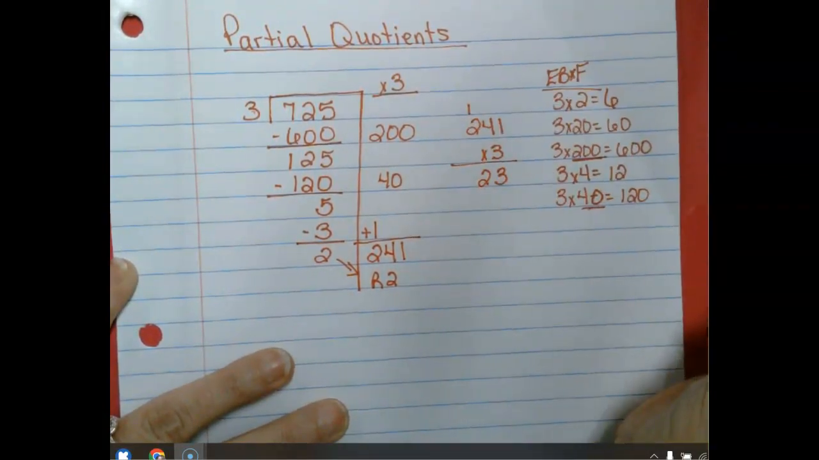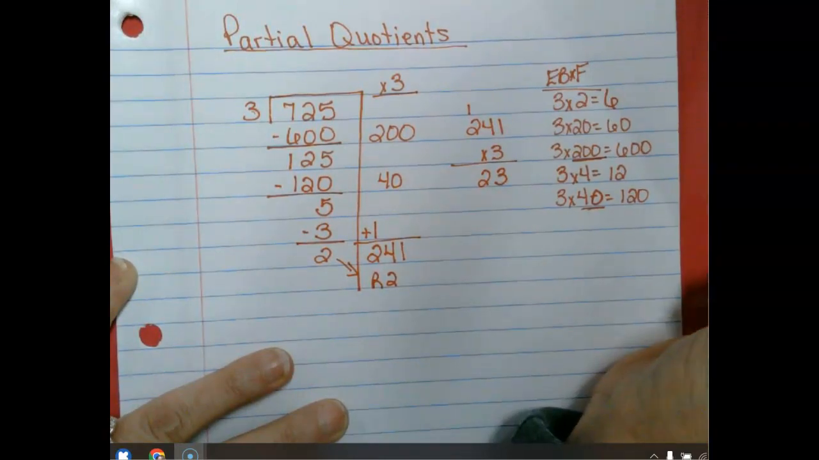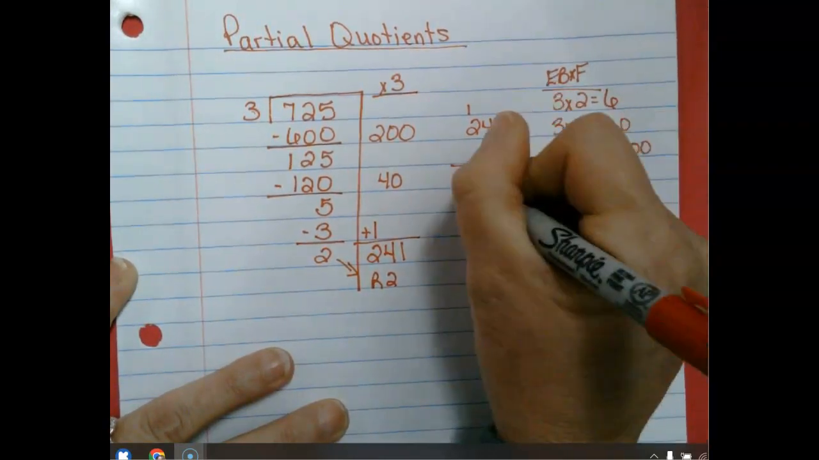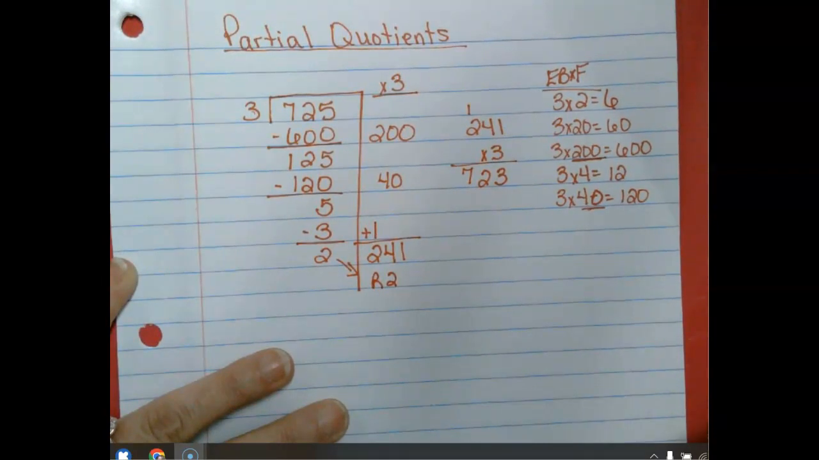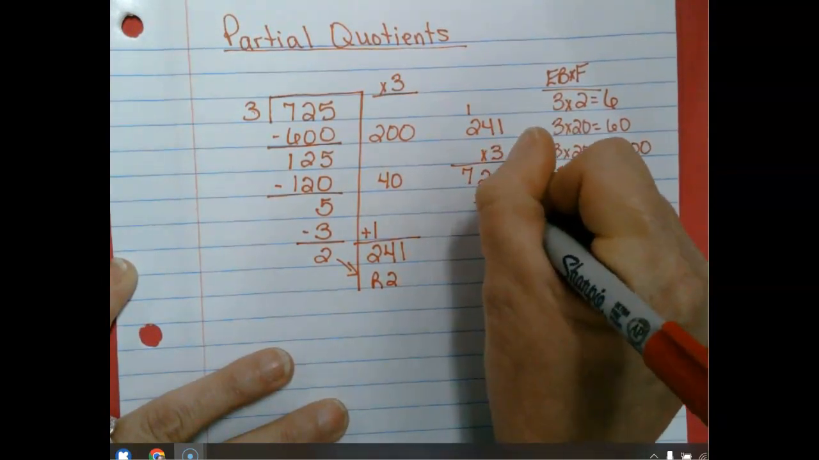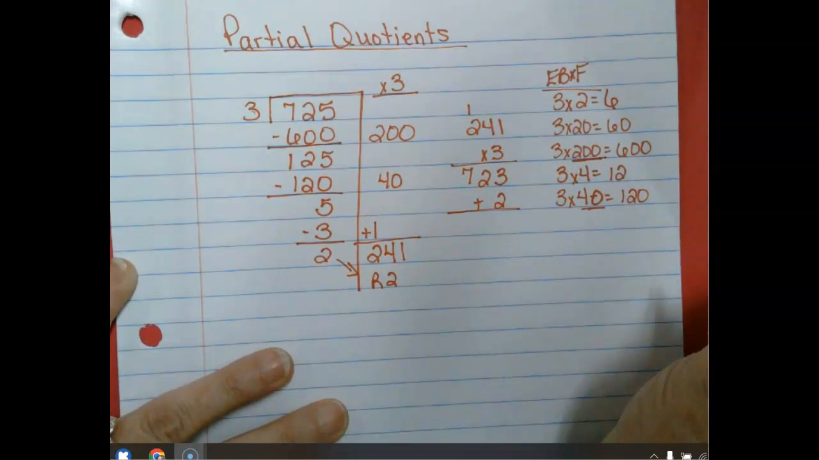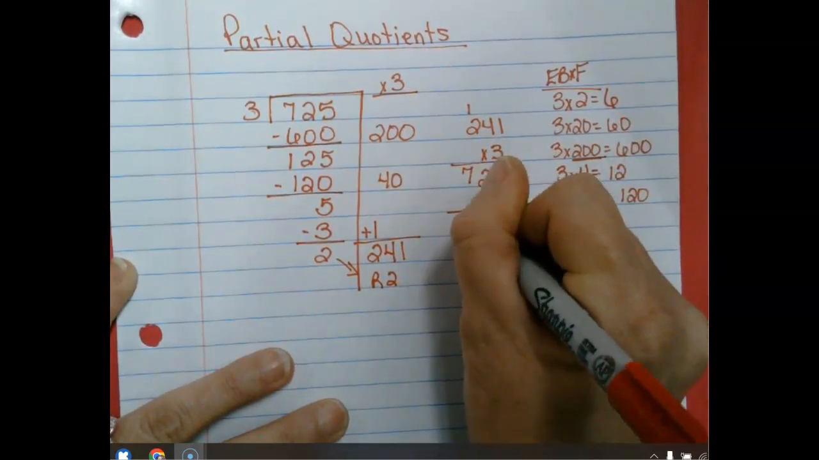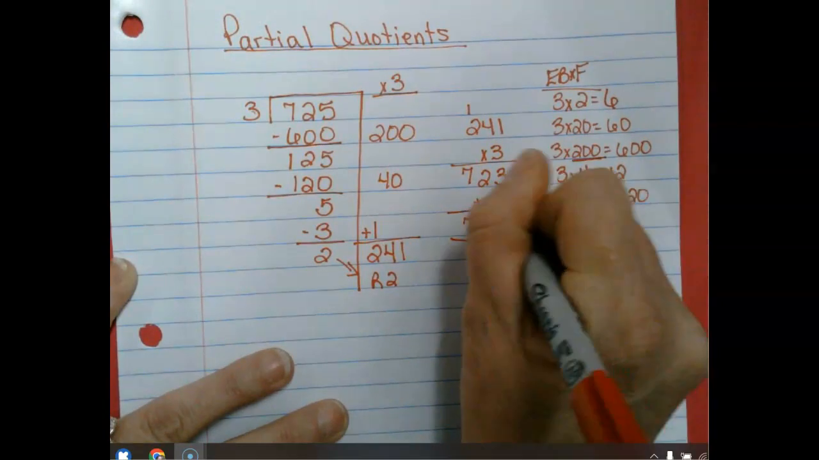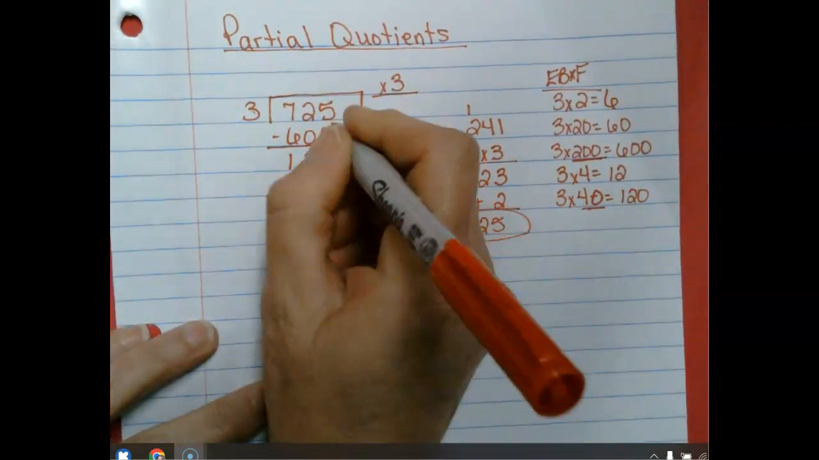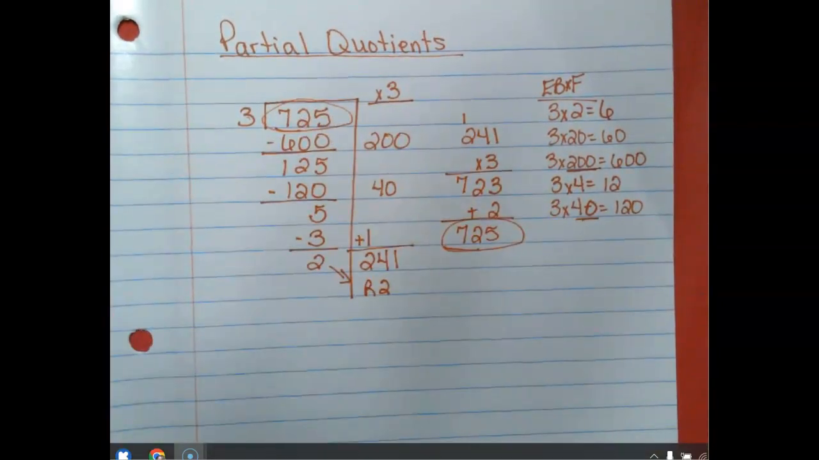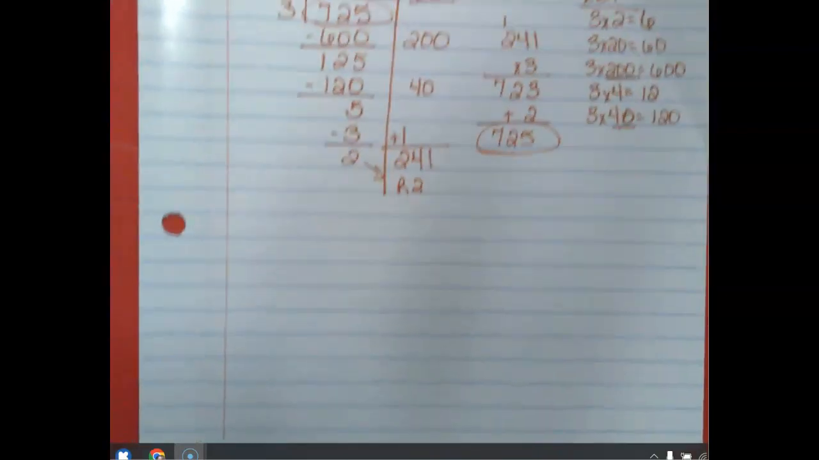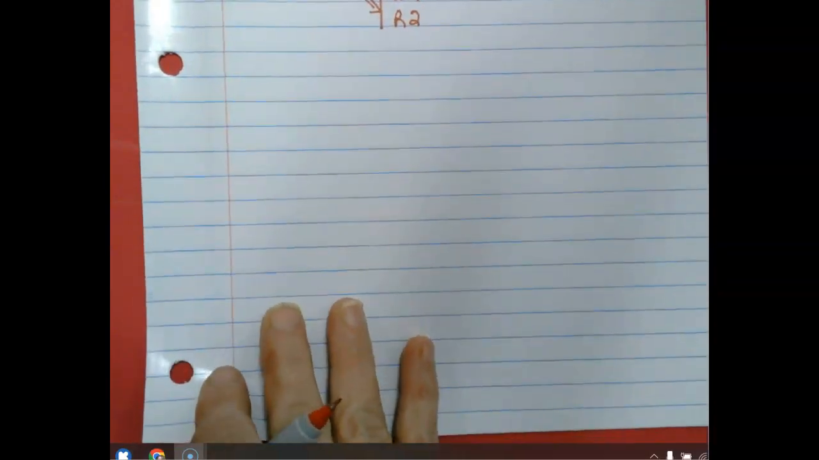I'm going to take my 100 over. 3 times 200 is 600. Plus 100 is 723. And then remember, I had a remainder of 2, so I have to add that remainder back. So 725 is my product. 725 was my dividend. So my answer is correct. All right, so just another method for how you can do long division. Let's do one more together, and then you can try one on your own.